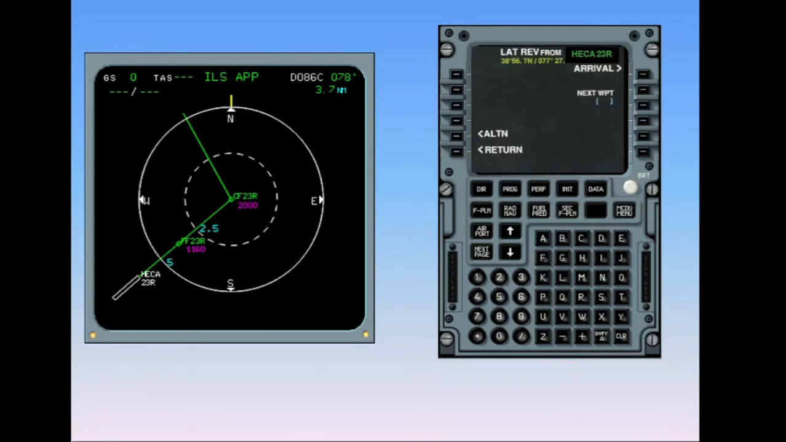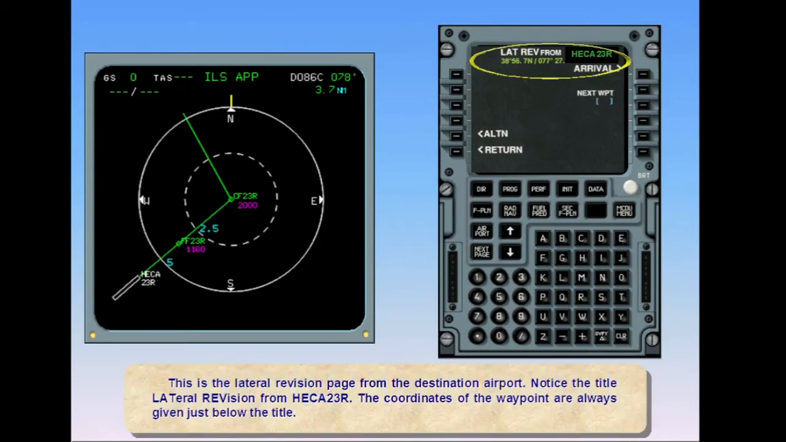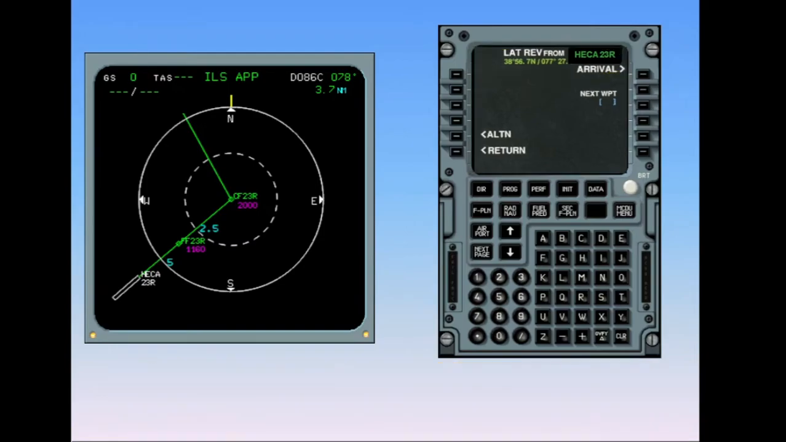This is the lateral revision page from the destination airport. Notice the title Lateral Revision from Cairo 23 right. The coordinates of the waypoint are always given just below the title. There are several options available on this page. The functions available depend on the type of waypoint being revised. In this case, we have line selected a lateral revision from the destination airport. We will see other cases later on.